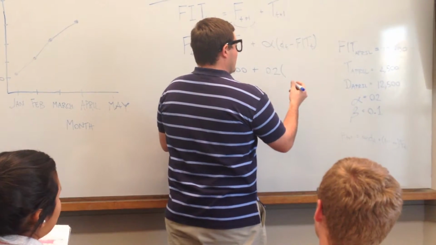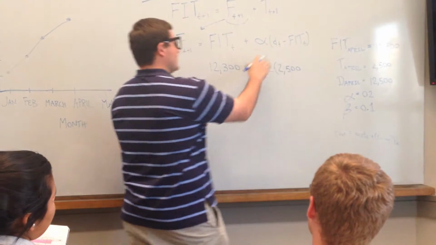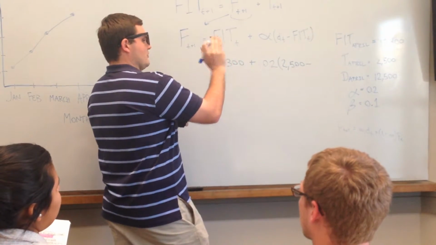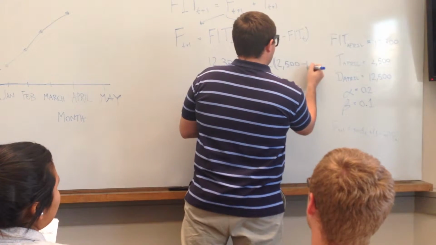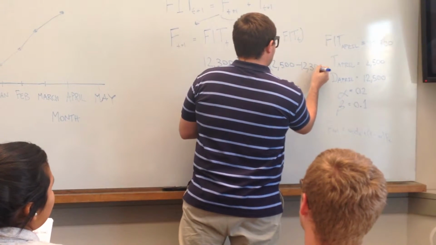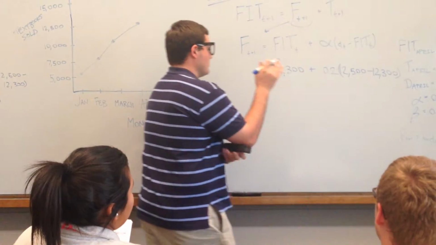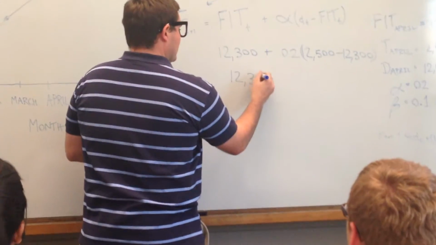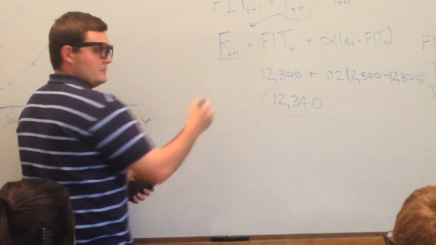Demand for April was 2,500. That's D sub T here. And then we're going to subtract the forecast including trend from April, which was 12,300. So once we go ahead and do the math, it's going to be 12,340. That is our forecasting component.